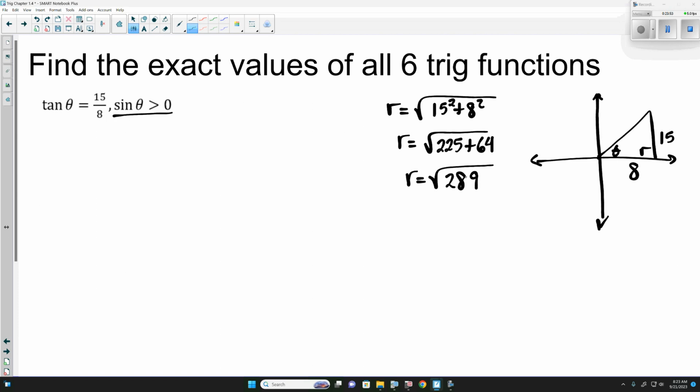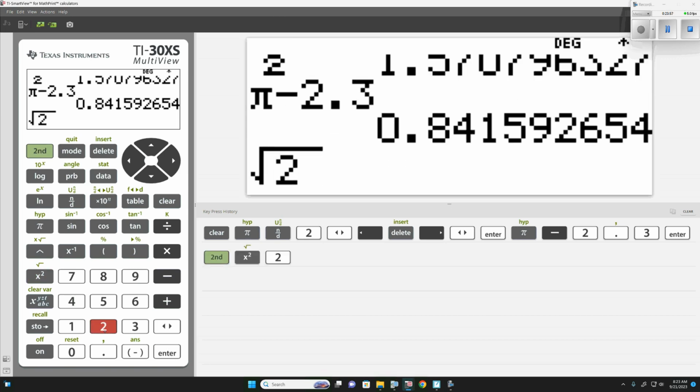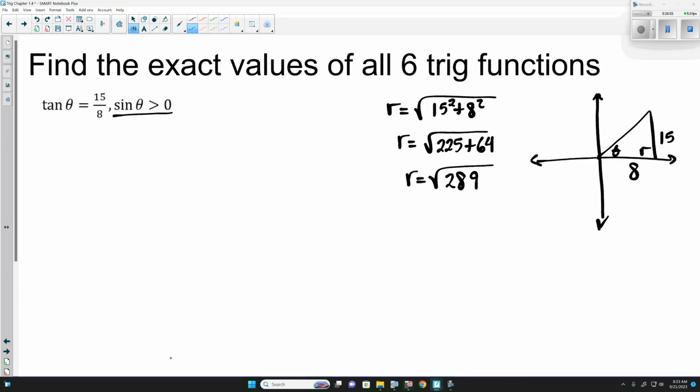So we're saying our R value is the square root of 289, which is 17. So it is a Pythagorean triple, it's just not one that I know off the top of my head. 8, 15, 17. So we get this here.